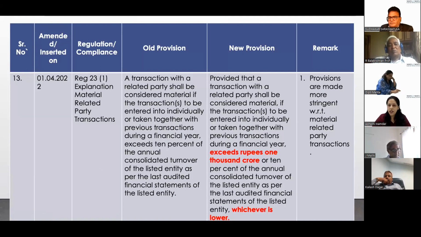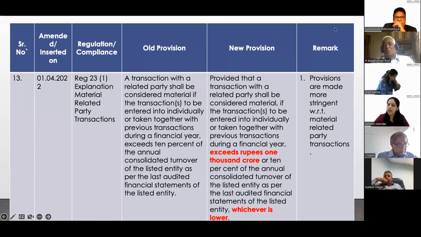The first major amendment is about the materiality of any transaction, that is, which kind of transactions require shareholders' approval. As on 1st of April 2022, a transaction with any related party shall be considered material during a financial year if it exceeds rupees 1,000 crore or 10% of the annual consolidated turnover of the listed entity, whichever is lower. These threshold limits have been explained by Sudhakar sir earlier also. The moment you cross these limits, shareholders' approval will be required under the SEBI regulations.